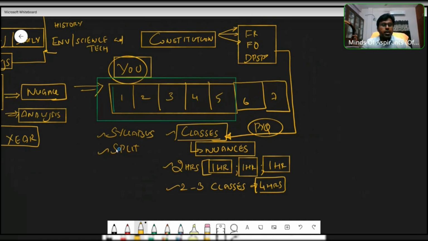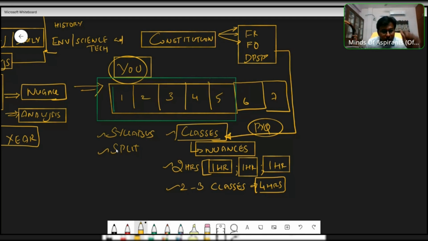Cover fundamental rights, fundamental duties, DPSP, all in this one hour. That is the point of the class. That is how you should do it, and how people should prepare for this examination. Instead of that, I make you sit and run a marathon for 40 hours, 60 hours. When will you read and write this examination? That is where the problem comes.